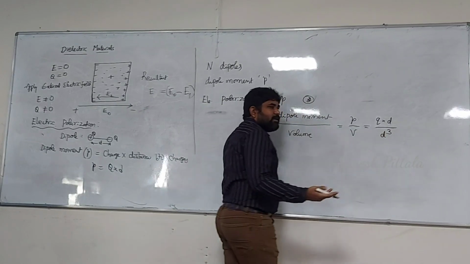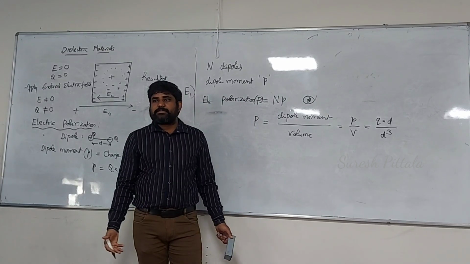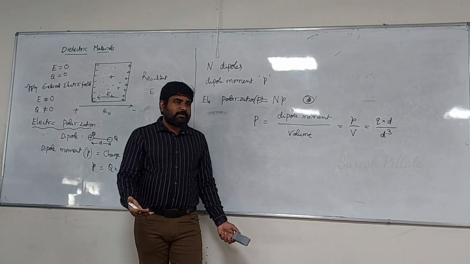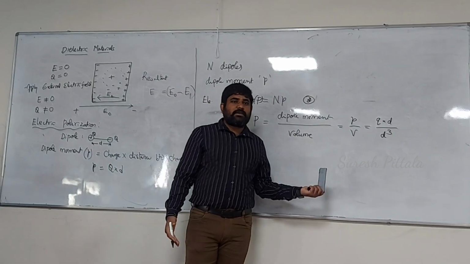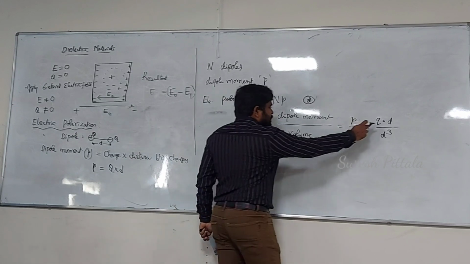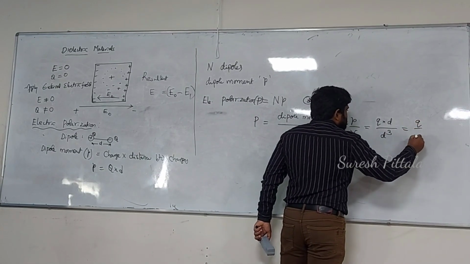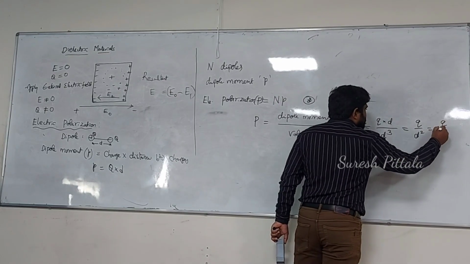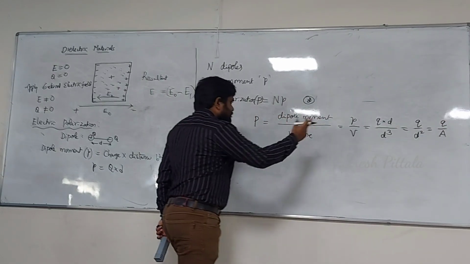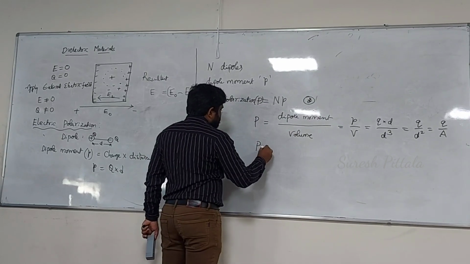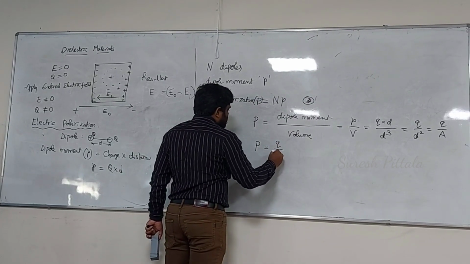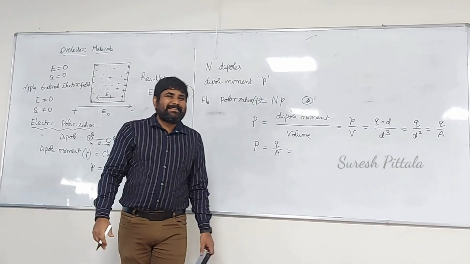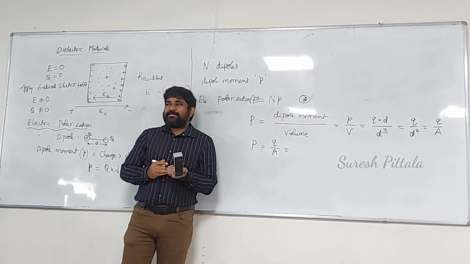A is not there now. A means the side, d is the side. So d cube. Or else it is rectangular, d into A, something like that. For simplicity, you take a cubic material with side d. So it becomes Q by d square. What is d square? Area. So Q by A. So polarization is also your charge by area. Charge by area is called polarization. But it also has some types.